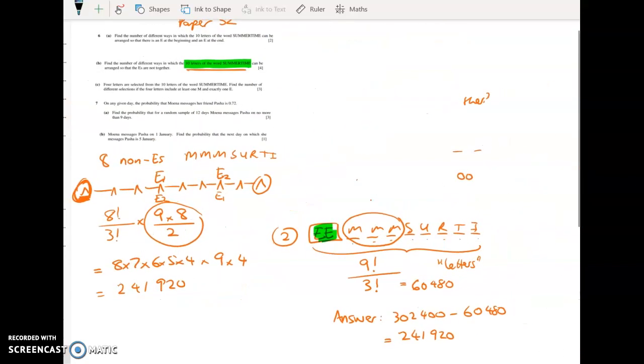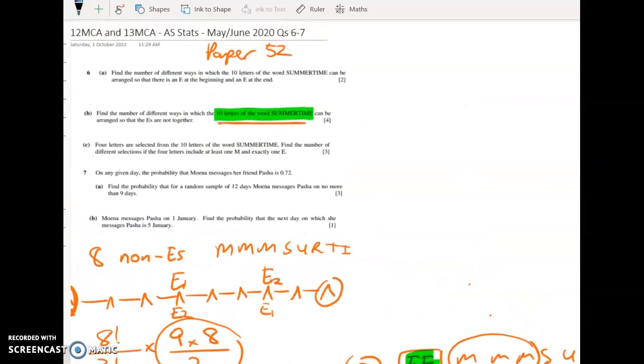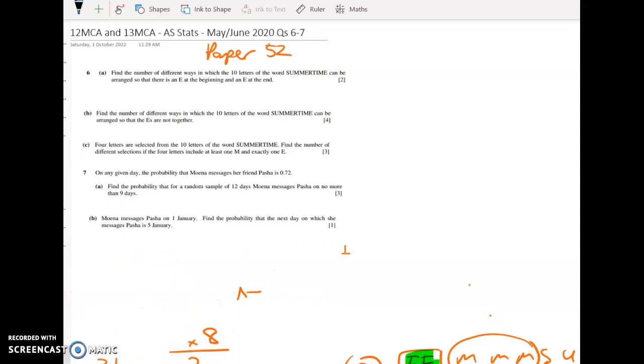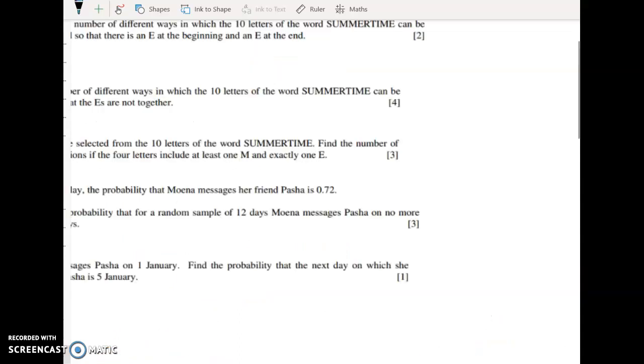Now, the fourth part here, part C, or the third part, is easy compared to that. We've got 4 letters to pick out of the 10 letters of summertime. Find the number of different selections if they must include at least one M and exactly one E.